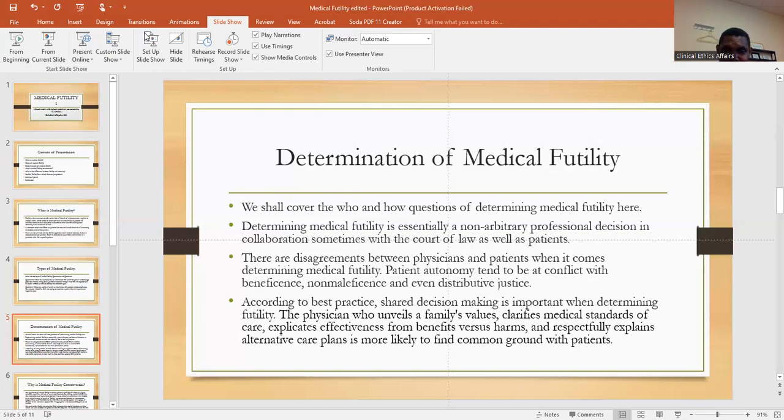The physician who unveils a family's values, clarifies the medical standard of care, explicates effectiveness versus harm, and respectfully explains the alternative care plans is more likely to find common ground when discussing medical futility with patients.